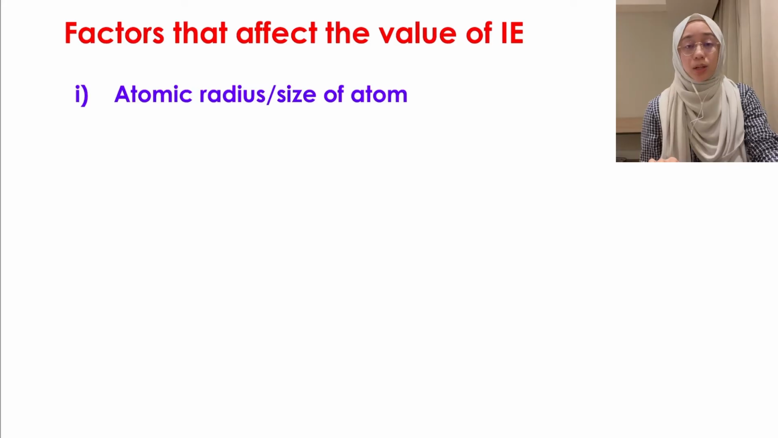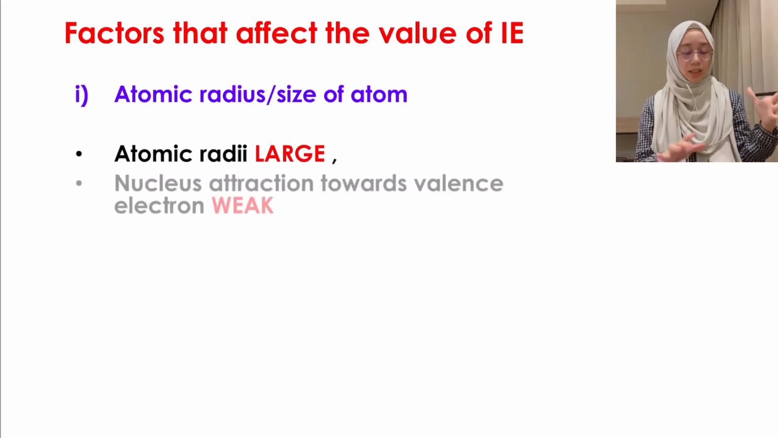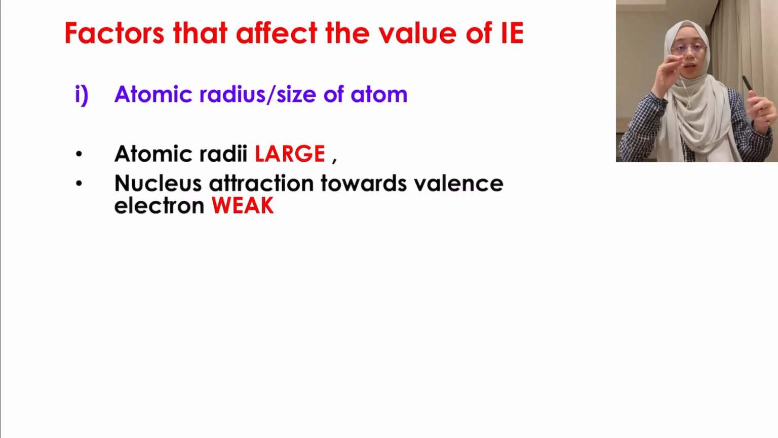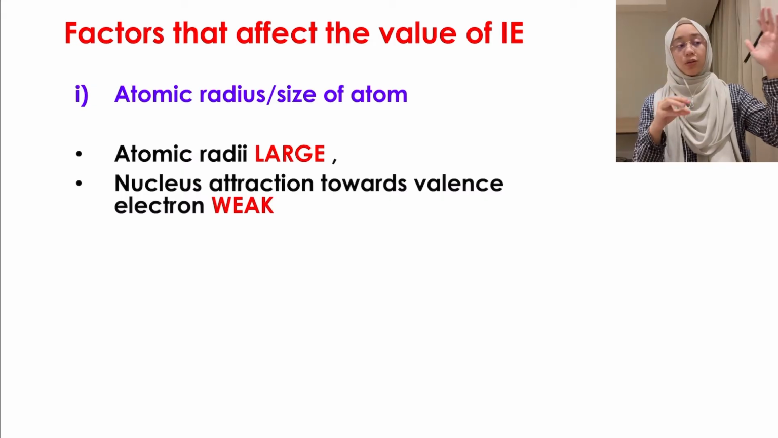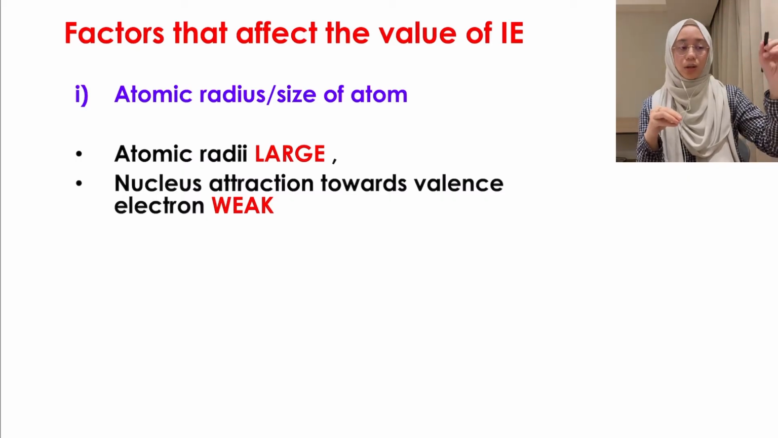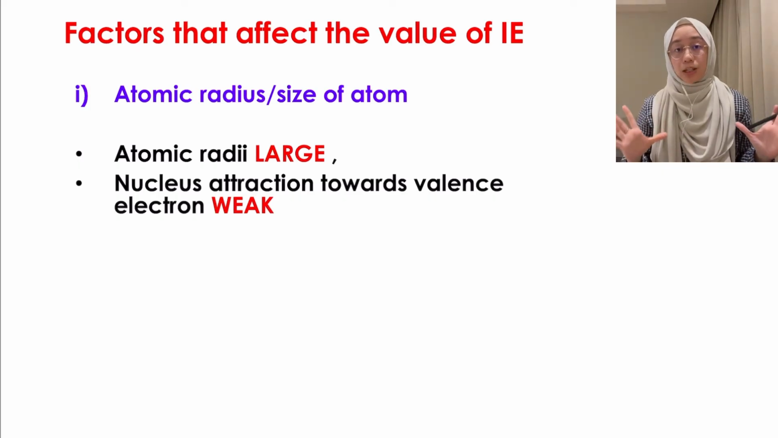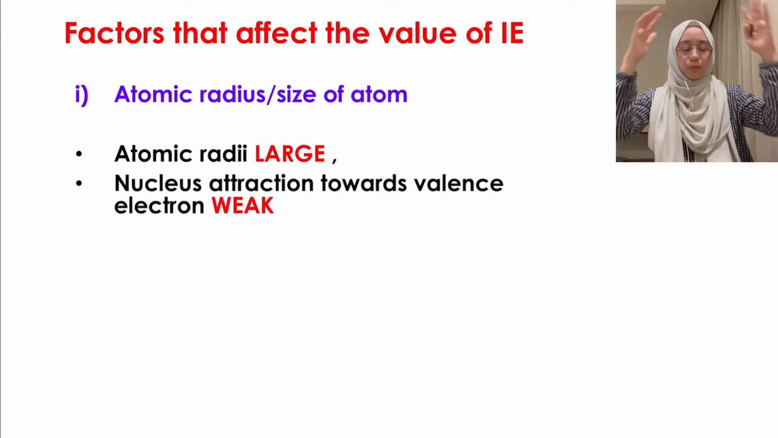Okay, so atomic radius ataupun the size of the atom itself. If the atomic radii is large, okay, so if it's large, therefore the nucleus attraction towards valence electron is weak between, apa ni tadi? Antara nucleus dengan valence electron. Okay, bila dia besar, so the attraction forces are weak. So if the attraction forces are weak, so in order for you to remove electron, of course kamu akan remove electron from the outermost shell. Okay, kamu akan remove electron, valence electron. Okay, kamu tak akan remove simply yang daripada tengah-tengah tu. No. Okay, kamu akan remove from the outermost one.